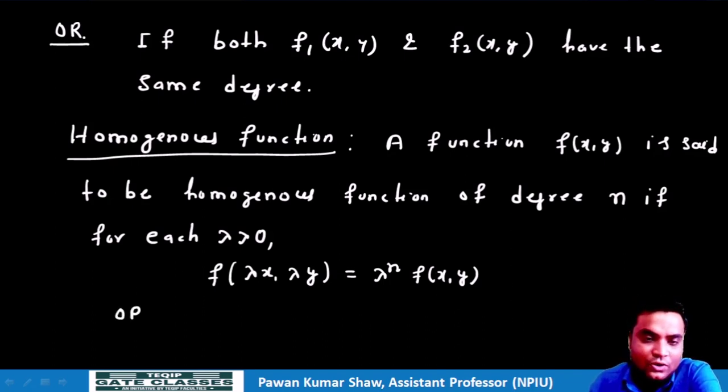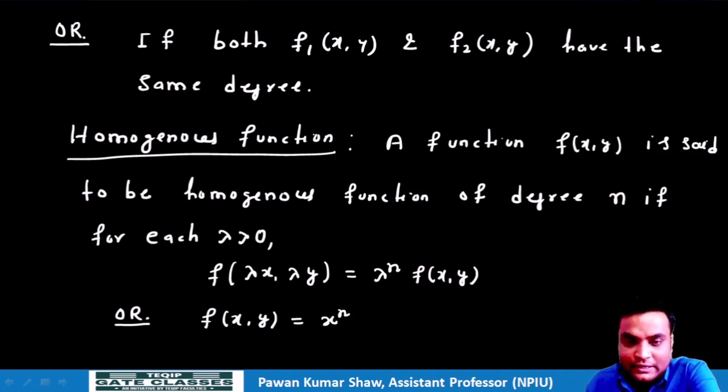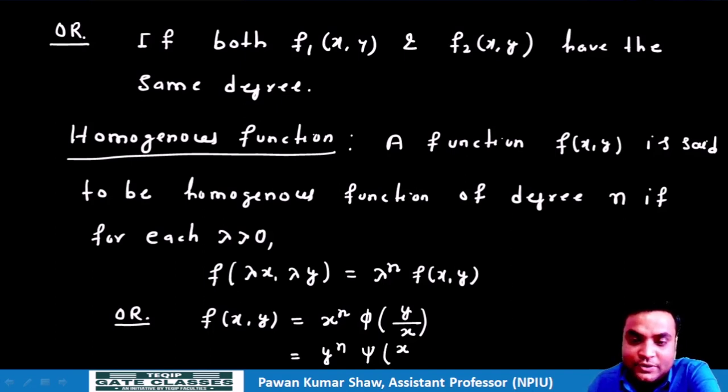Also, we can check like this: f of x,y, if you are able to write it in this form, suppose x to the power of n, we can take out the power of x, and we are able to write it in the form of phi of y by x. That means we can write in this form y by x, and if the outer term is x to the power of n, then in that case we can say that this is also a homogeneous function of degree n. Or if you are able to write y to the power of n and another function, suppose psi of x by y, then this is also a homogeneous function of degree n.